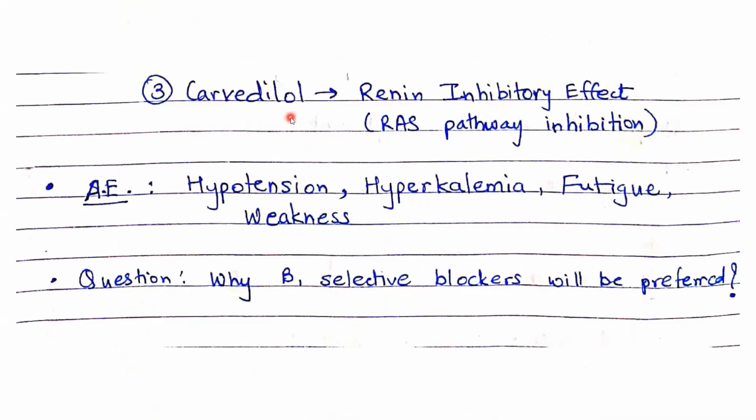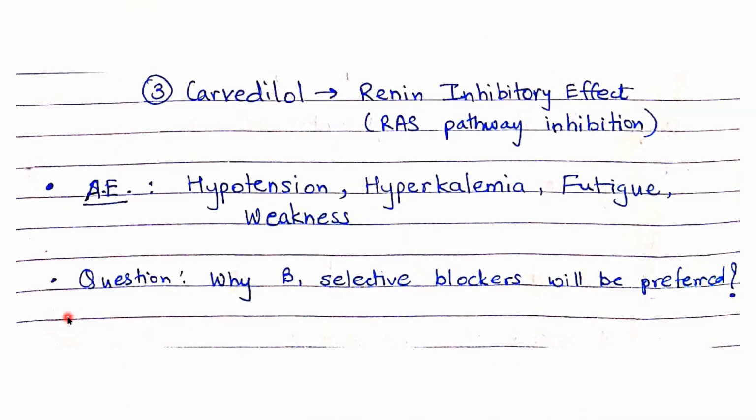An example of the drug is carvedilol. Carvedilol additionally has a renin inhibitory effect. You have to recall, renin is the first molecule which is released from juxtaglomerular cells, which is a part of the renin angiotensin aldosterone system. So if renin itself is inhibited, the entire effects of the RAS system will be inhibited. The adverse effects are hypotension, hyperkalemia, fatigue, and weakness.